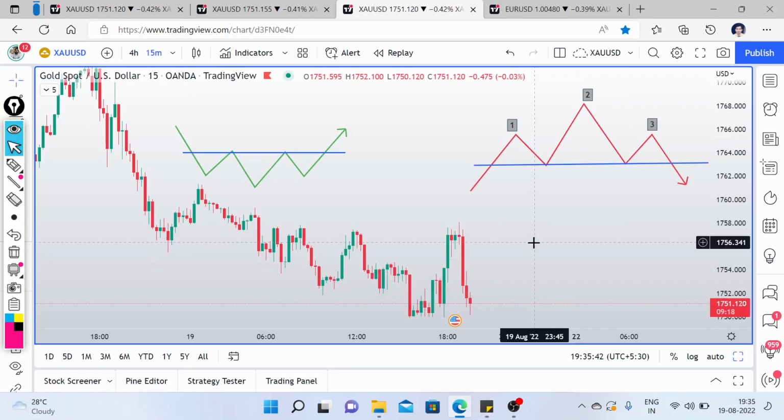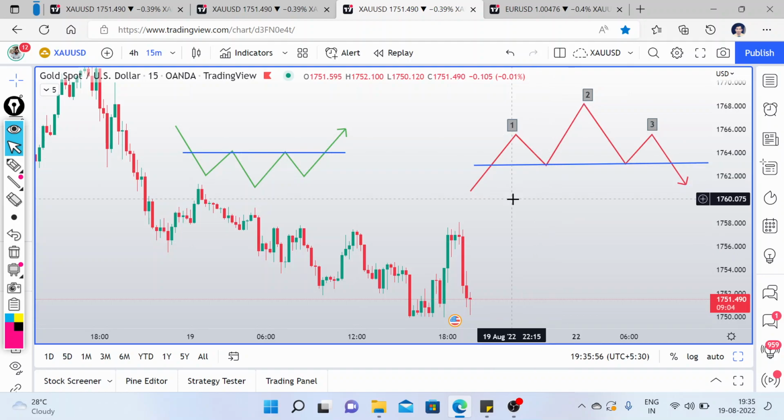Hey guys, in this video I'm going to share a very profitable chart pattern with some examples. The accuracy, or you can say the win rate, of this pattern is very good compared to any other chart pattern. As you can see from the chart, we are talking about the head and shoulder chart pattern. Basically, the head and shoulder chart pattern is a trend reversal pattern.